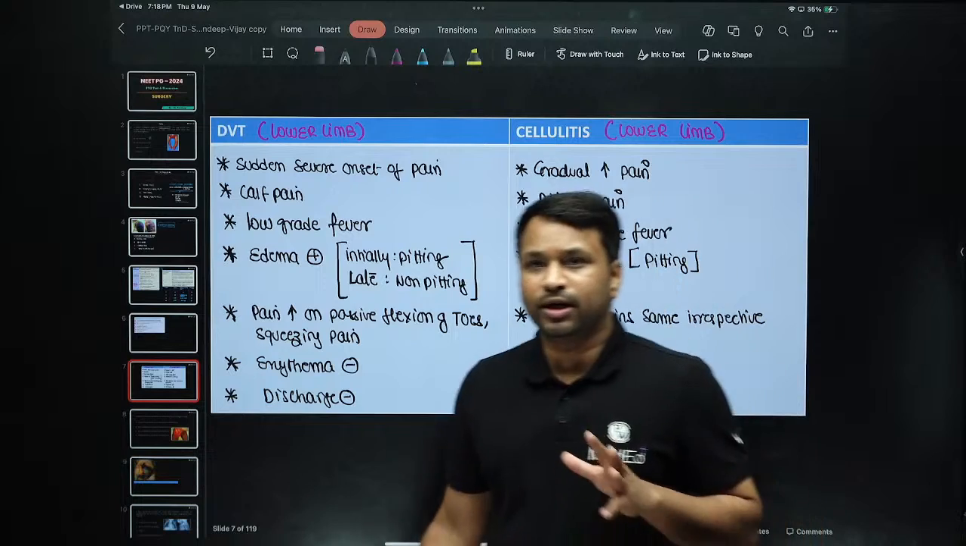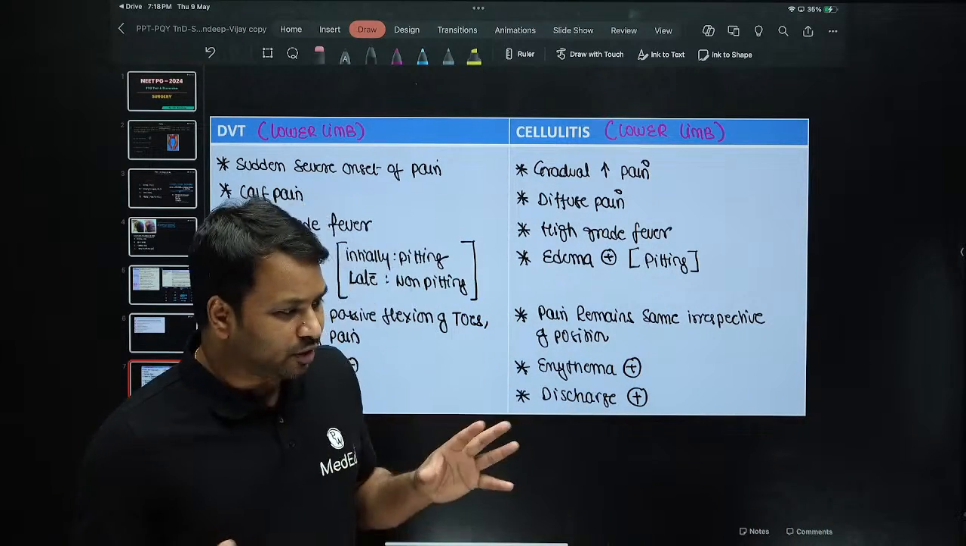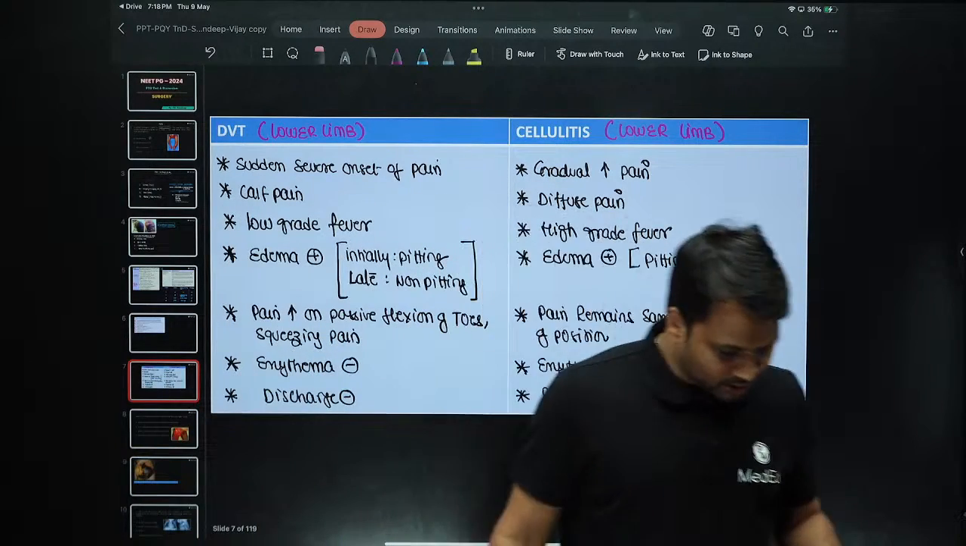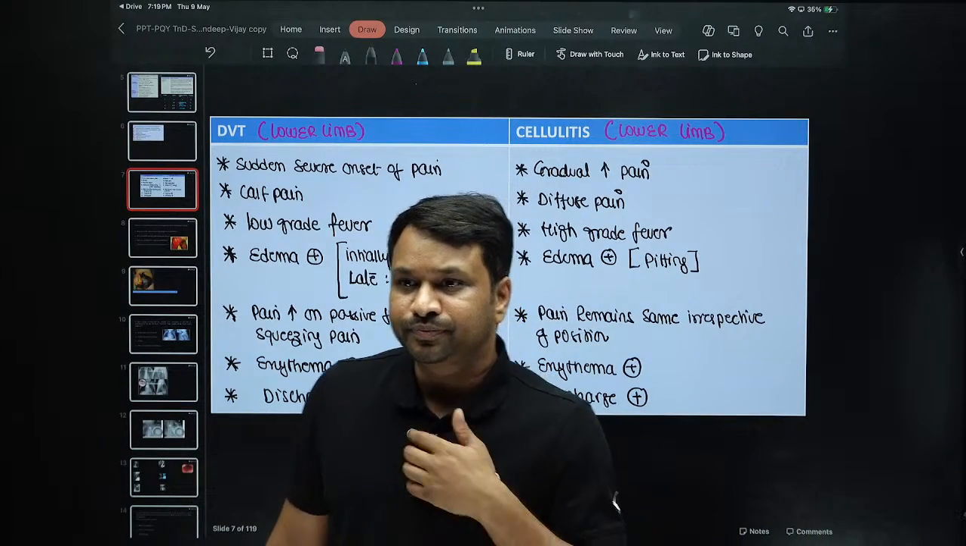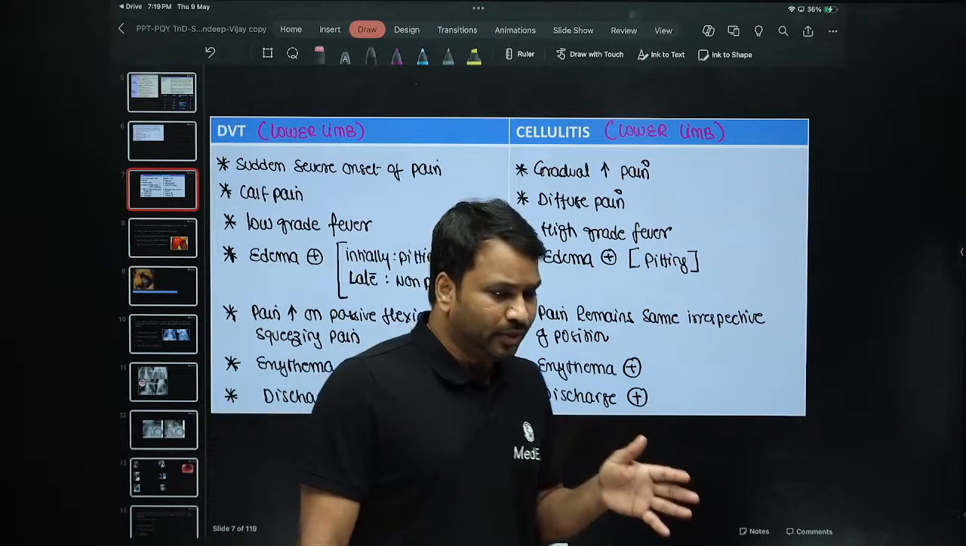So these are the important differences that you need to know. We covered all the options that were there. So let's dig into the next question. If you have any questions, feel free to ask in between also.